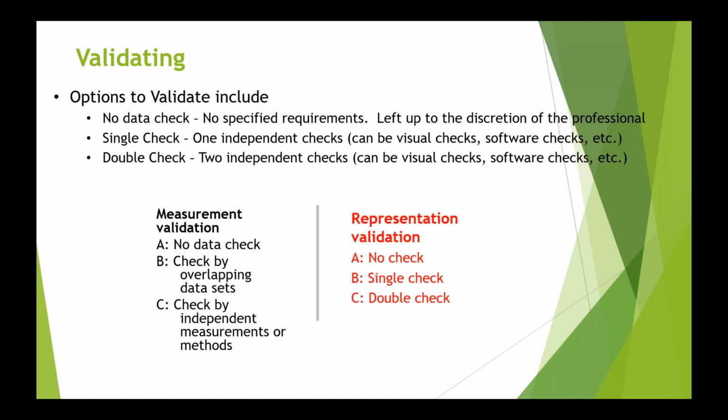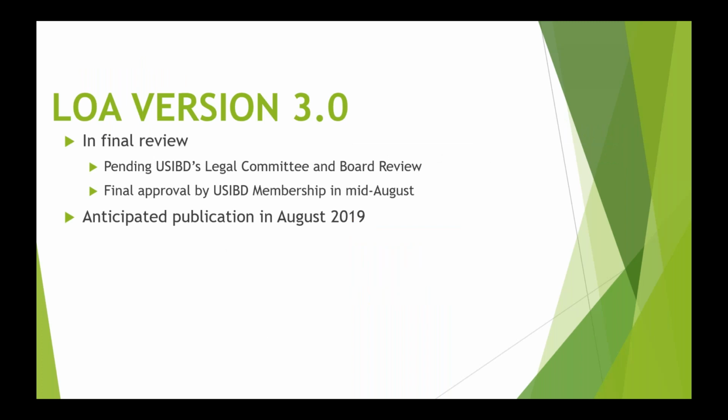From a representation standpoint, it's a little more troublesome. We have A is no check, B is a single check, and C is a double check. We didn't want to get into deliverables and what was required, so this is kind of an open discussion. Again, it calls for a discussion between the stakeholders of the job to figure out what they're going to do. So we didn't go into this in depth, just to leave it open so there can be a discussion, because software changes, there's new software coming out that will check things. We didn't want to be locked into something.